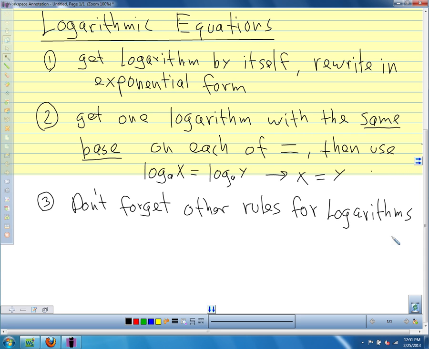So don't forget our other rules for logarithms. So we're still using our rules for logarithms. And the last thing to remember is if we get more than one answer, always check your answers. Some of our equations are going to have more than one solution. Always check your solutions.